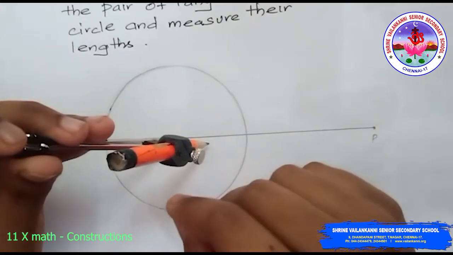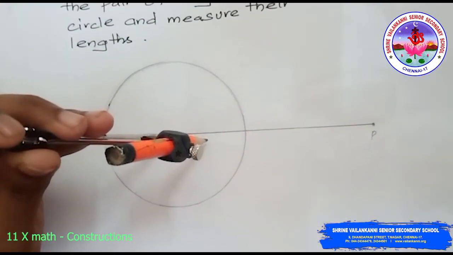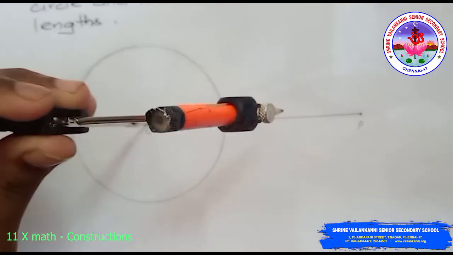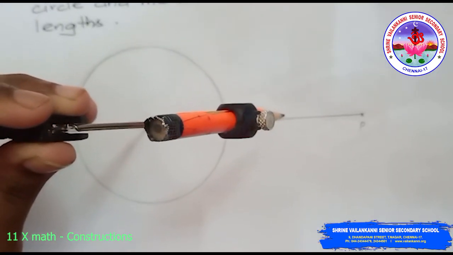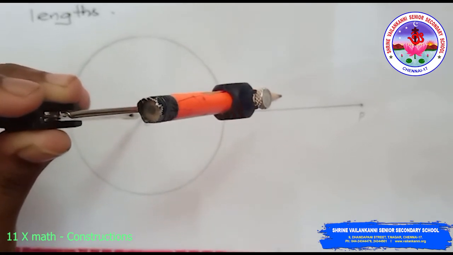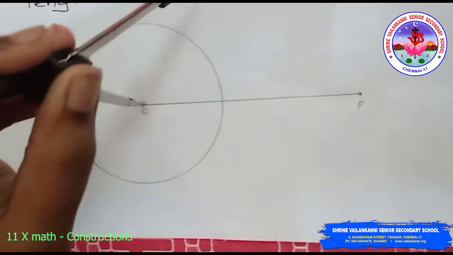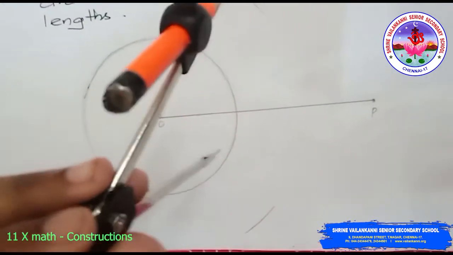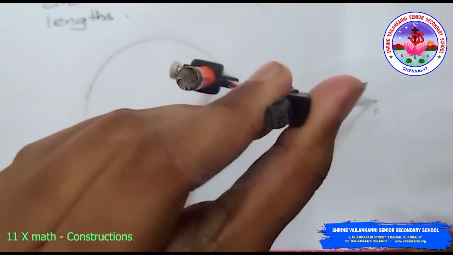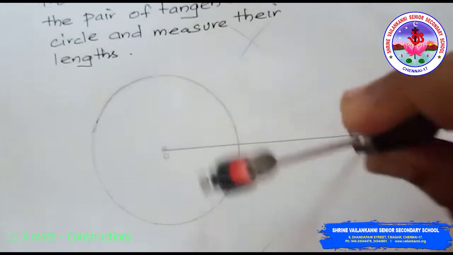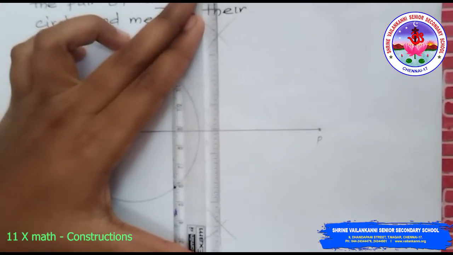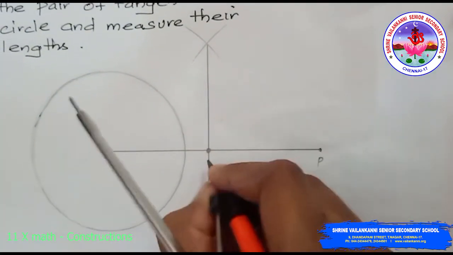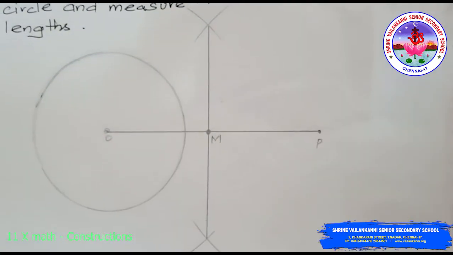I am going to take more than half of the length of OP. Taking this measurement, keeping my compass needle at O, I am going to give an arc on both sides of my line segment OP. Again, keeping the compass needle at the point P, I am going to cut the previous arc, join these two arcs by a line, naming this as M. I have drawn a perpendicular bisector.